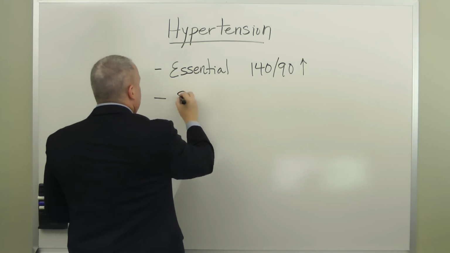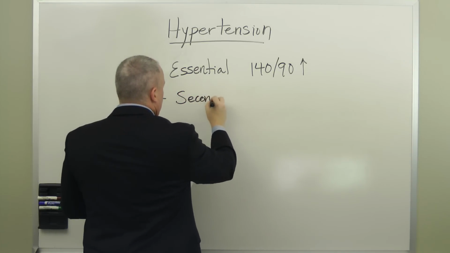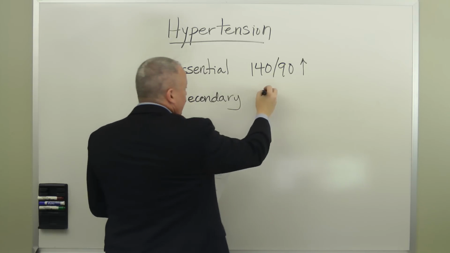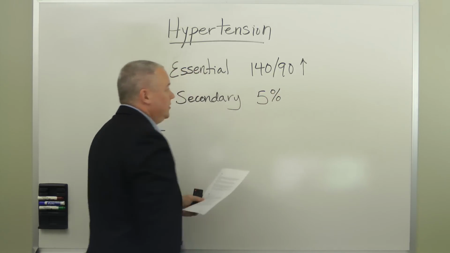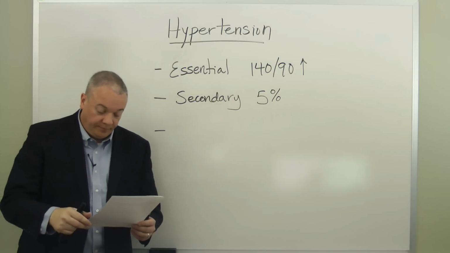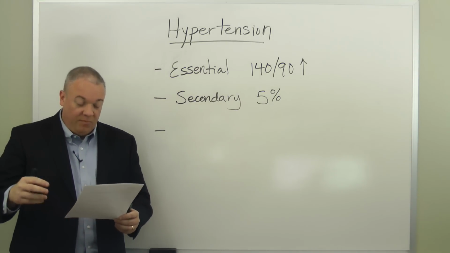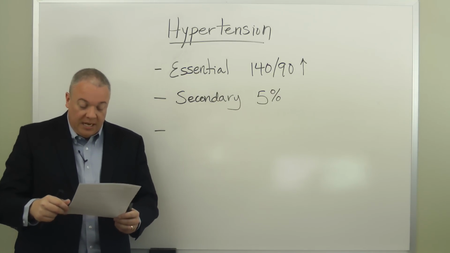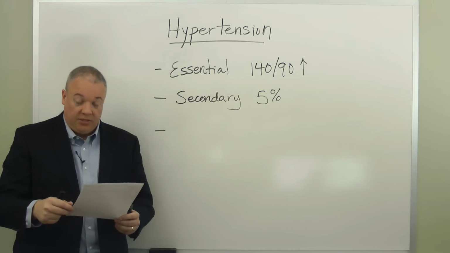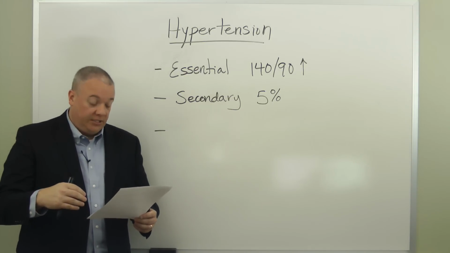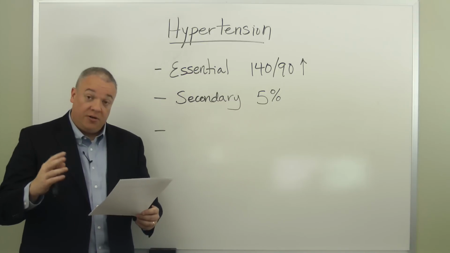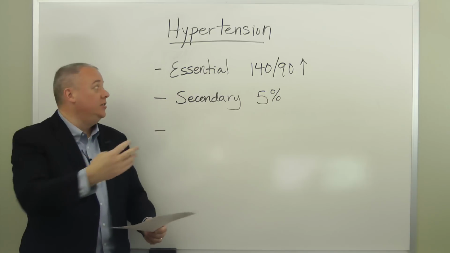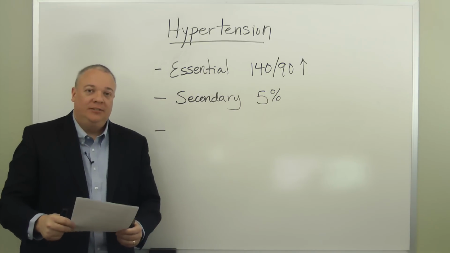Secondary hypertension is the next level. Secondary hypertension only affects about 5% of those who have hypertension. Once they've been diagnosed with it, it's usually due to some other medical condition, such as renal disease, renal artery stenosis, aldosteronism, and pheochromocytoma. These are the sorts of things that would lead to secondary hypertension.